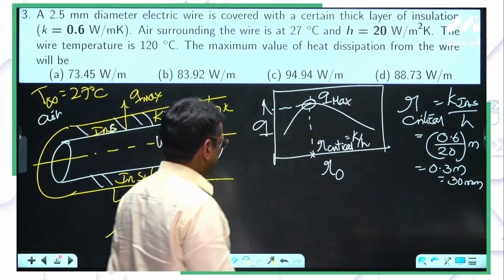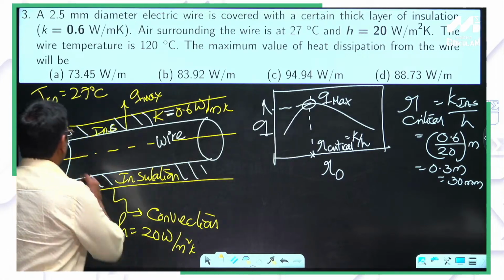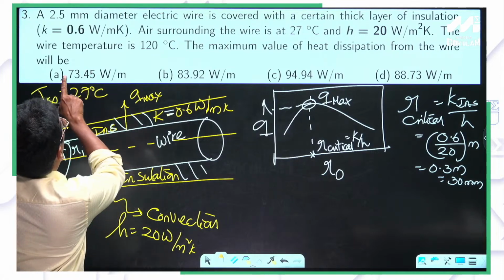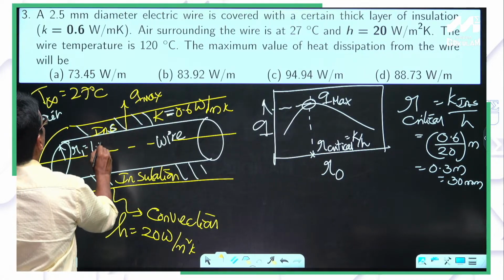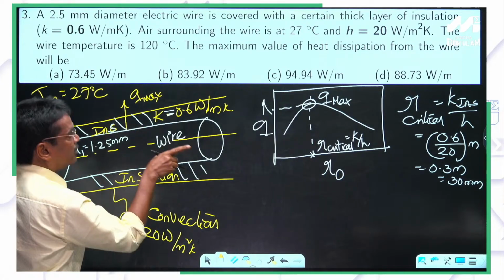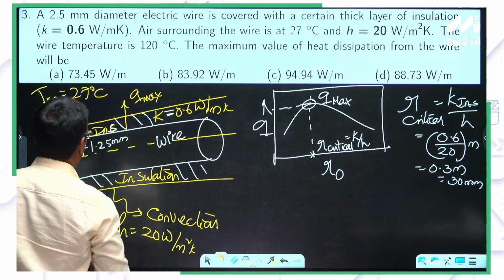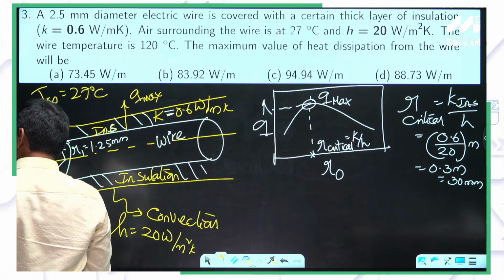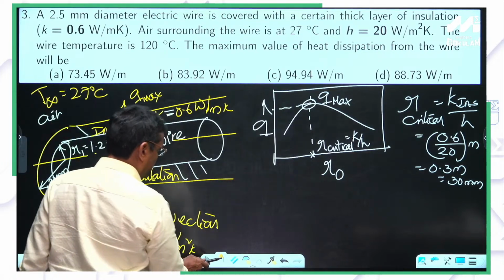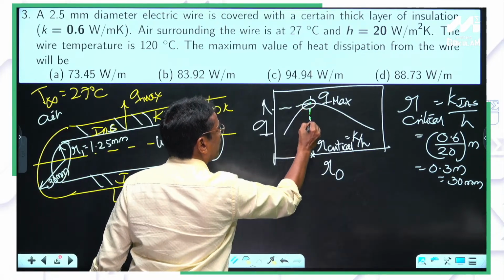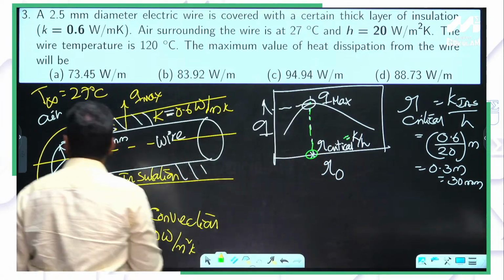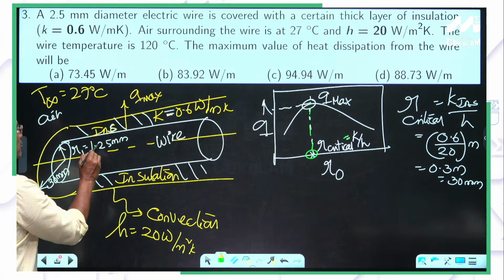If this is the radius R1, what is the radius of the wire? 2.5 mm diameter, that is 1.25 mm radius. Now what is the critical radius we got? 30 mm. This 30 mm critical radius corresponds to where there is a maximum heat transfer rate. The original radius of the wire is 1.25 mm.